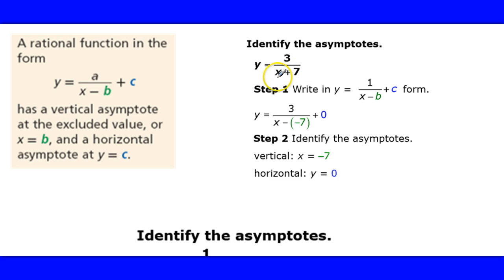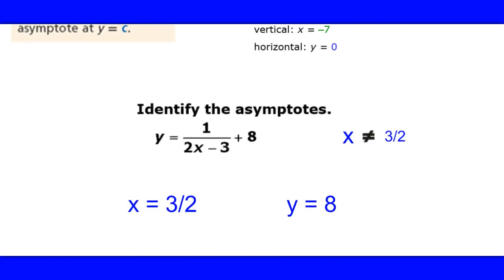All right, so this is supposed to be x minus something. So that's going to make that minus a negative, and that means that the x value that we're not allowed to use is -7. You can tell that just from here. So my vertical asymptote is x equals -7. All right, there's nothing on the end here, so we just put a 0 there. So my horizontal asymptote is y equals 0. Okay, so let's try this one.